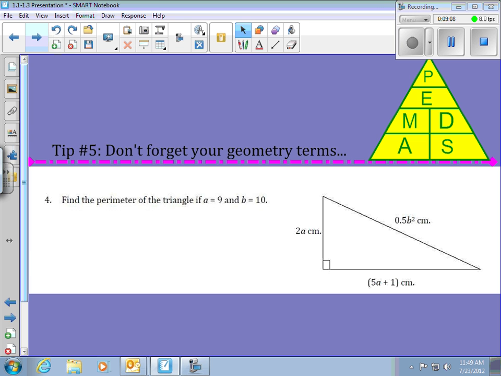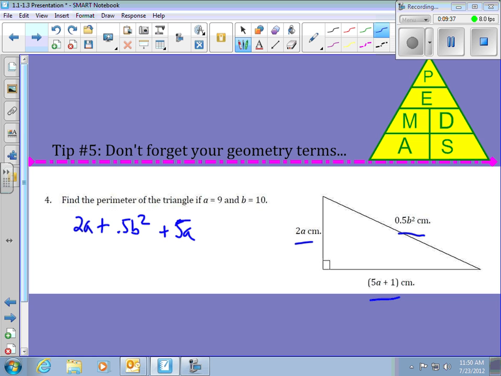Okay, solving this problem, it says, don't forget to use geometry terms. Anyway, find the perimeter of the triangle if A equals 9 and B equals 10. Well, perimeter is sum of all sides. This side is 2A plus, here we got 0.5 B squared plus 5A plus 1. Now, it's plus 5A plus 1 in parentheses here, so we're not multiplying anything by the parentheses or anything inside the parentheses. So you can drop the parentheses and just combine like terms.